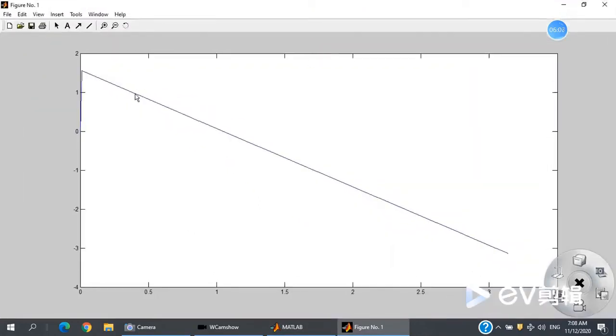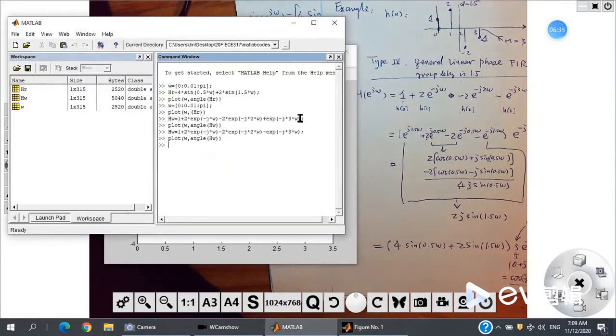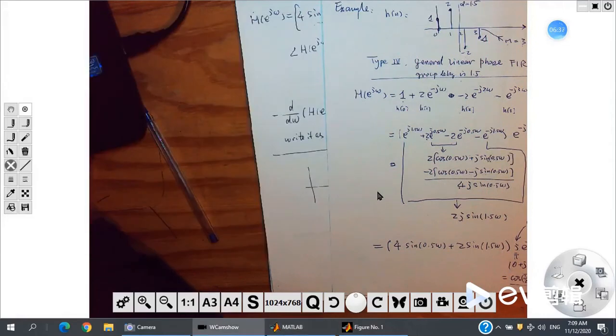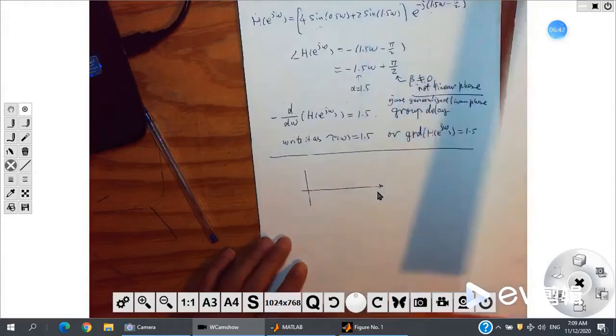It is a straight line, but it starts from here. It should start from half of pi, 1.5 something. Yeah, let's say half of pi. If this straight line started from 0, then that slope would be just the delay. That is a linear phase. But this one is just a generalized linear phase. This is type 4, an example of type 4.